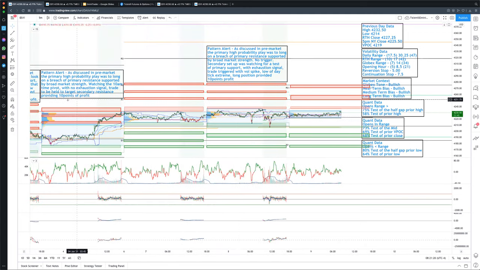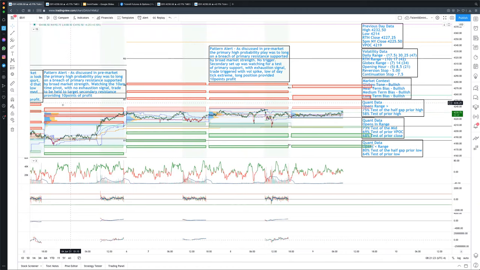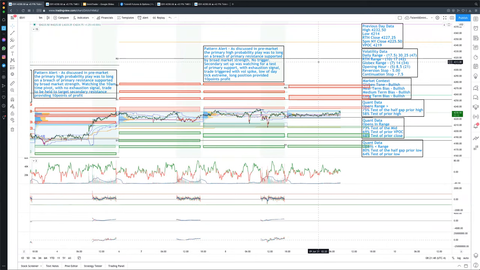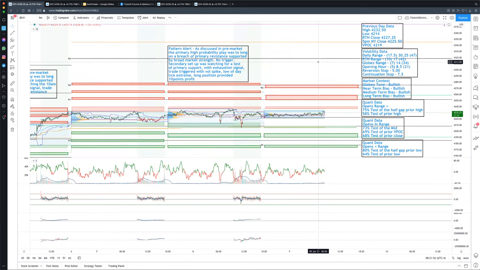There was no trade the day before. On Monday, the primary high probability trade was to go long on a breach of primary resistance supported by broad market strength. This was last Friday, watching the 10 a.m. time pivot with no exhaustion signal, trade to be held to secondary resistance, providing 10 points of profit. So again, you can see how we're using these internals on a daily basis to confirm the pre-market analysis which I provide. So we'll quickly look real time as we head into today's session.